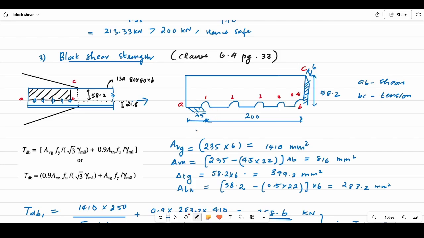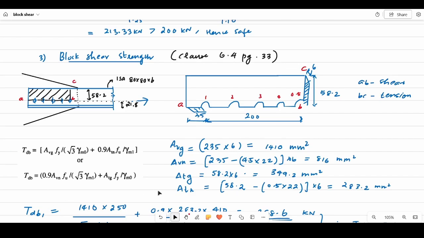Now the next term will be ATG. It is the gross area in tension. T denotes tension, G denotes gross area. This length is 58.2. How did we obtain it? We already know the length from the bottom to the center is 21.8, which we obtained from IS 808. Now the total height will be 80, so 80 minus 21.8 will give you this length, which is 58.2. This area will be under tension. The gross area will be that multiplied by the thickness of the angle section, which is 6 mm.